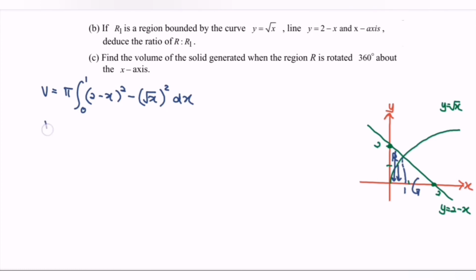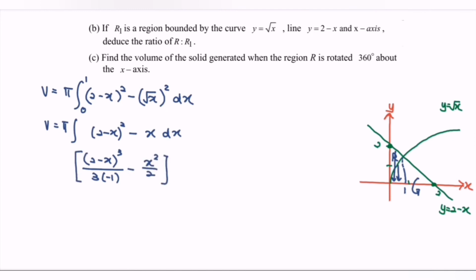Expand the situation. So V equals pi integrate, where we have (2 minus x) to the power of 2, minus x, with respect to x. Integrate: (2 minus x) to the power of 3 over 3. Do remember, differentiate the internal function and we will have negative 1. Minus x squared over 2, for the limits 1, 0, times pi.